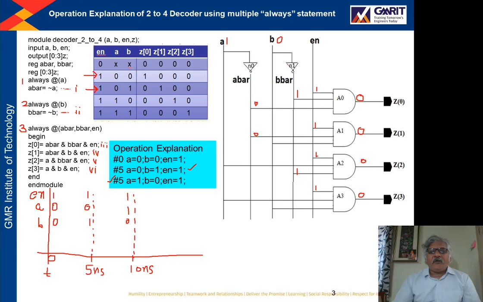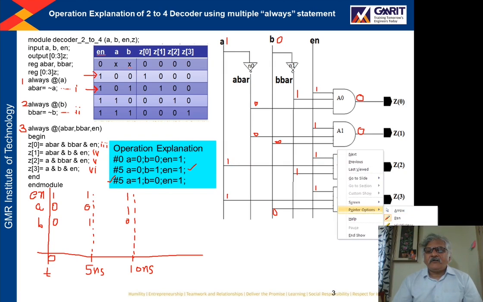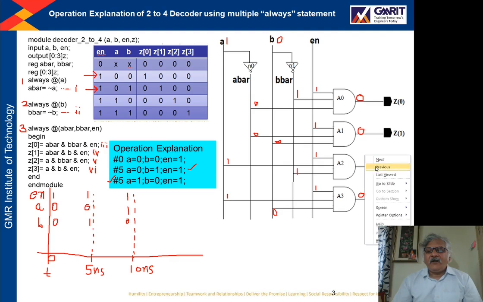So now here you can find, this is A1, right? This is 1 and this is 0 and this is 0. So now in A2 gate, due to statement number 5, A is 1, B bar is 1, enable is 1. So the output of this gate will change, right? And it will become 1. So Z2 will become 1.